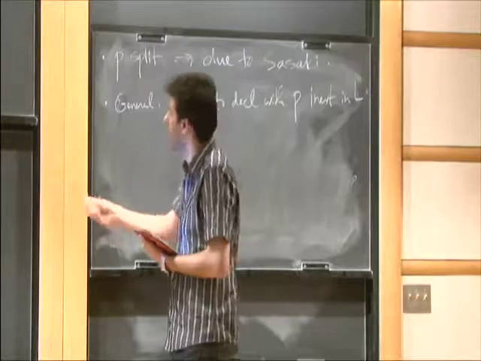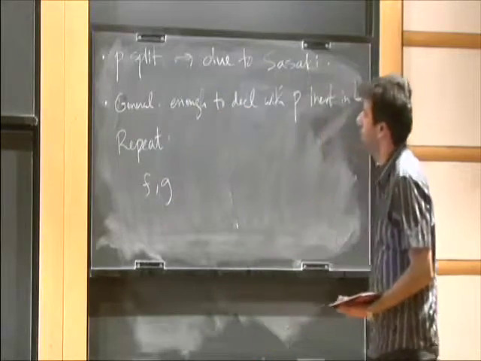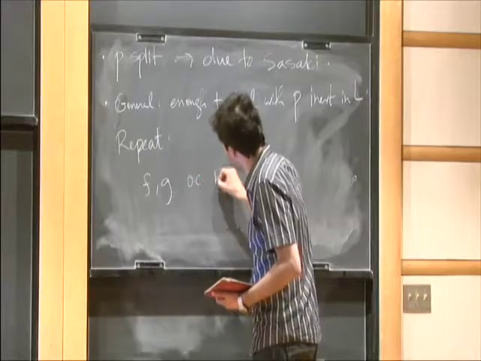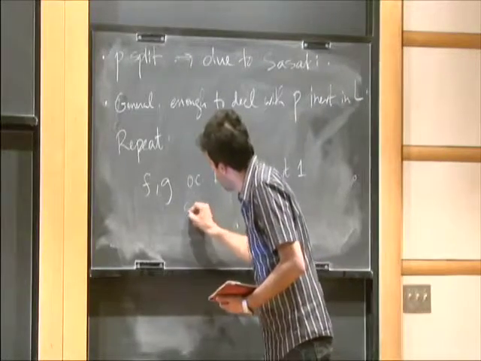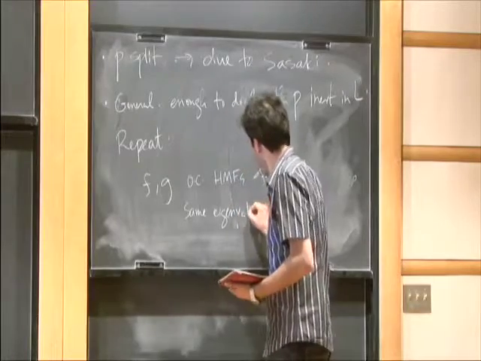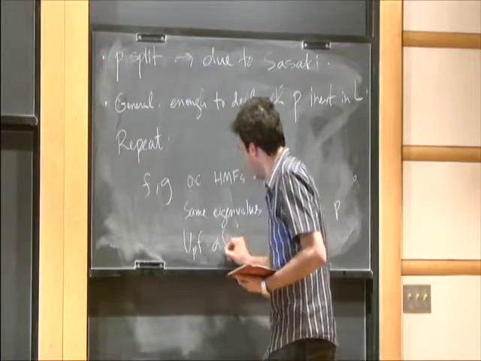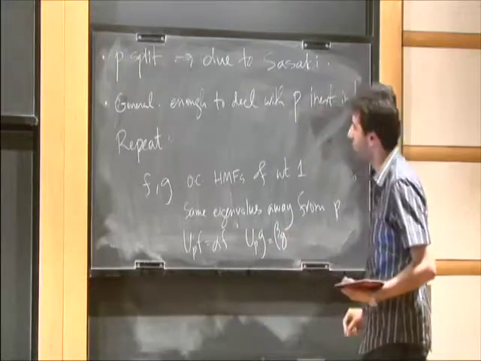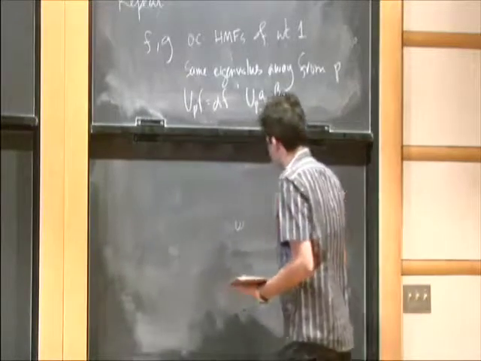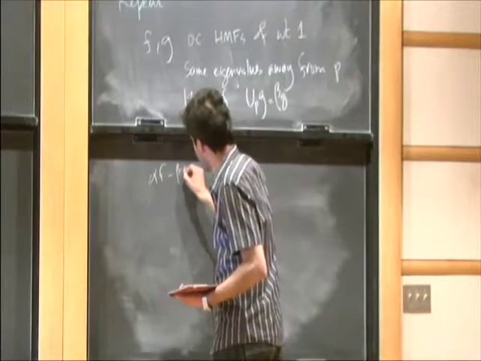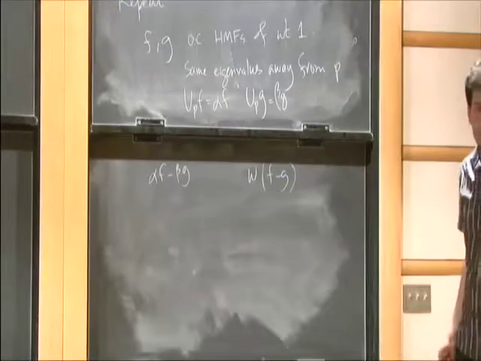So just repeat the same argument, and in this case you get two, because you have only one prime above P, you get two overconvergent Hilbert modular forms of weight one, F and G, such that they have the same eigenvalues away from P. And again, U_P F is alpha F, and U_P G is beta G, are the eigenvalues at P. And of course, we want to do the same thing. We want to consider alpha F minus beta G and F minus G and show that these two glue to each other and prove the result.